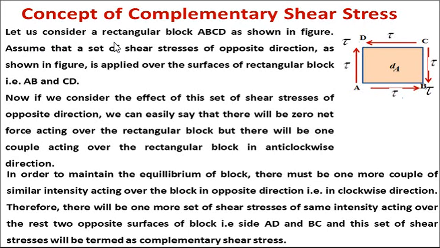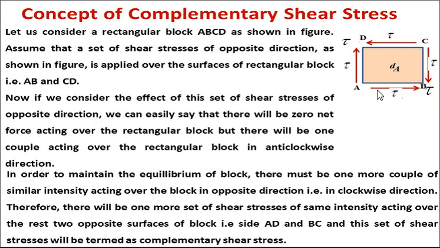Now here you can see, let us consider a rectangular block ABCD. Assume that a set of shearing stresses in opposite directions, as shown in the figure, is applied over the surfaces AB and CD of the rectangular block. In AB it is in this direction, in CD in this direction. Now if we consider the effect of this set of shearing stresses of opposite direction, we can easily say that there will be zero net force acting over the rectangular block. How is there zero net shear force?